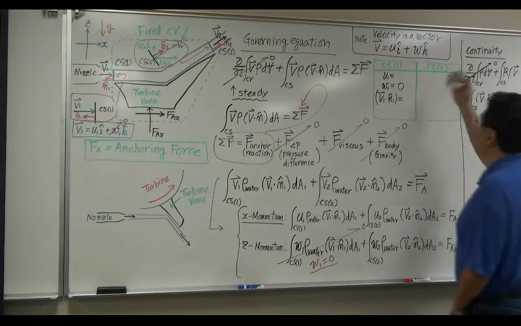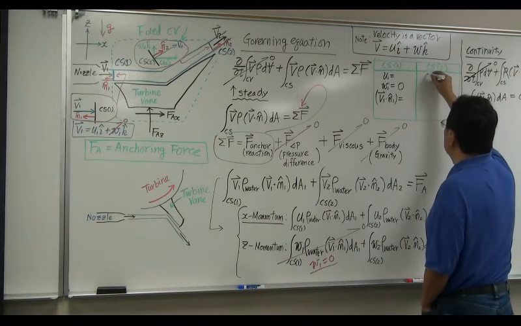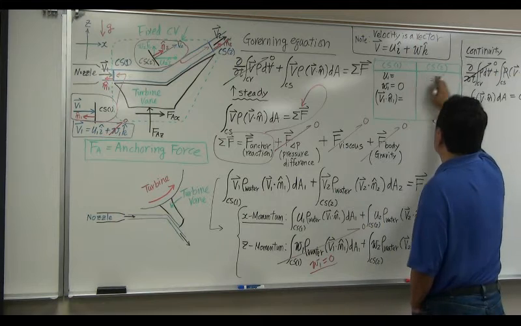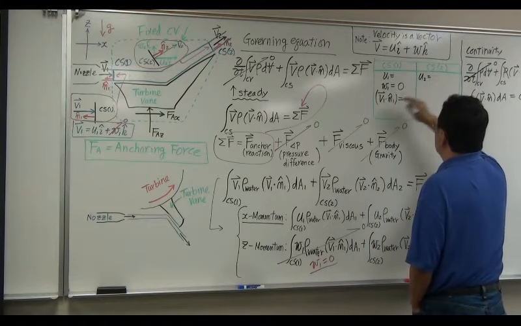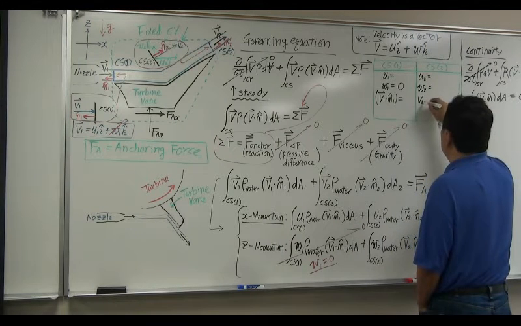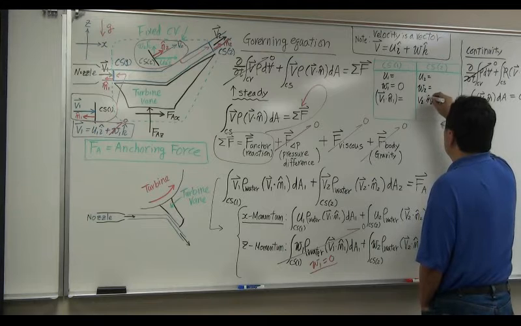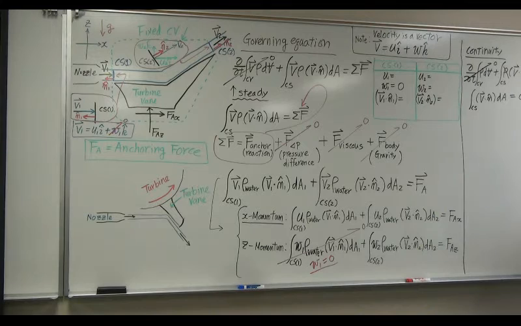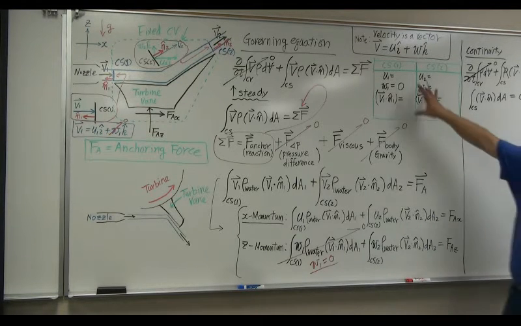I'm going to do the same thing here. Control surface 2. What is U2 equal to? What is W2 equal to? What is B2 dot N2 equal to? I want to make sure I double check at each control surface what those properties are.